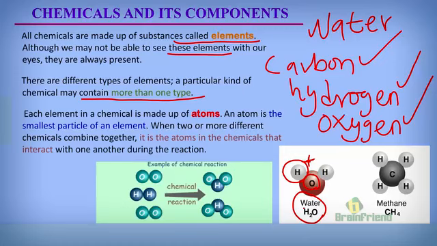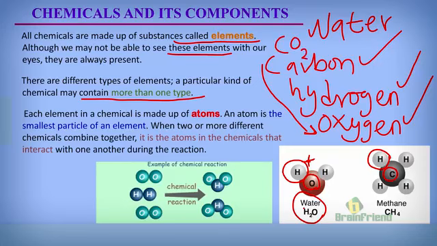Another chemical, which is called methane, is formed from the combination of two elements, which are hydrogen and carbon. How about the carbon dioxide we exhale? It is also formed from the combination of two elements, which are carbon and oxygen. So carbon dioxide is usually represented with the symbol CO2, meaning carbon and oxygen. Both carbon and oxygen are elements.